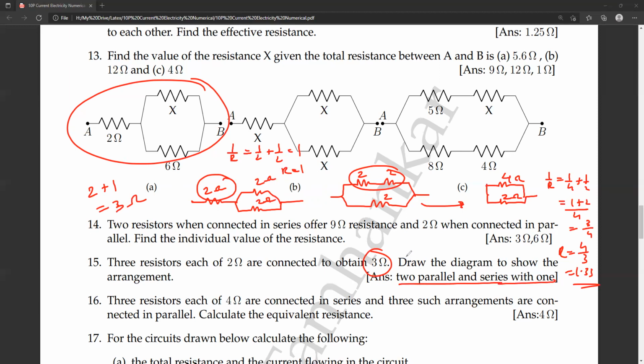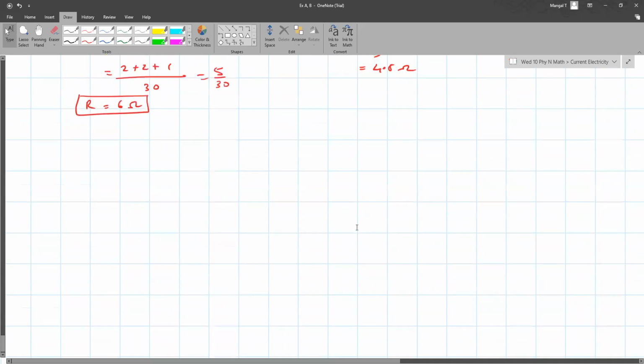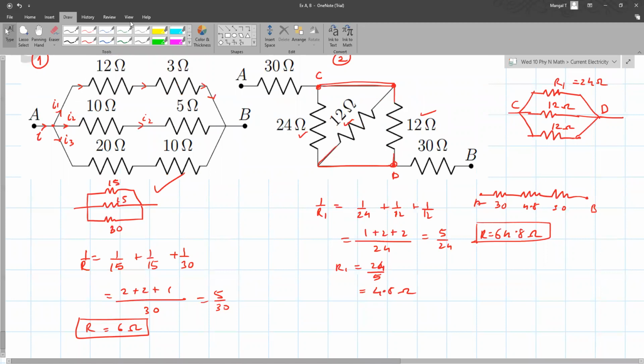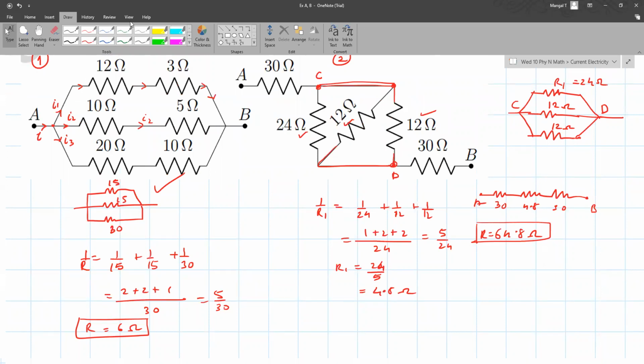So the question has asked you to draw a diagram. So you have to draw a diagram like this. So these are the type of questions that can be asked for your resistor combination. They can give you combinations and you have to find the effective resistance. They can give you a missing resistor, or they can give you some resistors and then ask you to find the effective resistance.